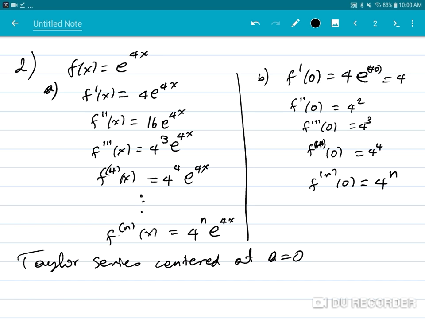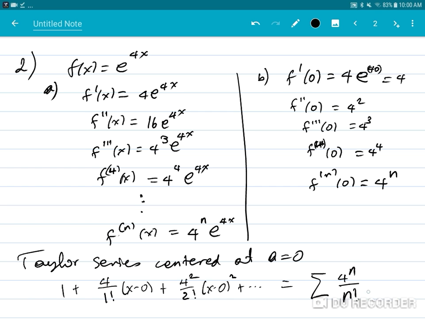It should look like f of 0 plus f prime of 0 over 1 factorial times (x minus 0), plus 4 squared over 2 factorial times (x minus 0) squared. So that's what it is, but what we want from you is the sum of 4 to the power of n over n factorial times (x minus 0) to the power of n, n from 0 to infinity. That is the final answer.